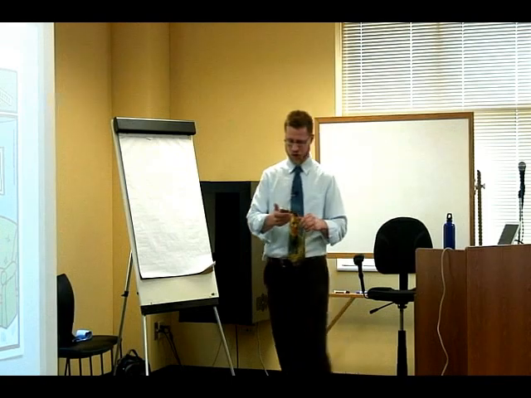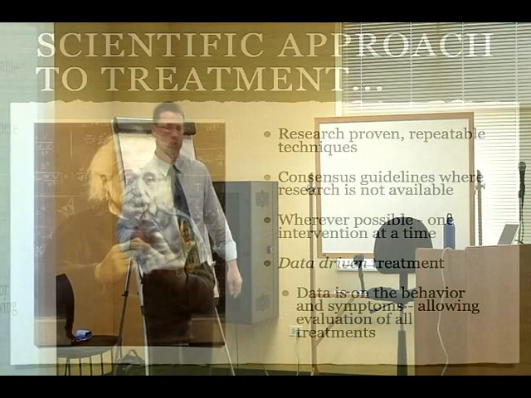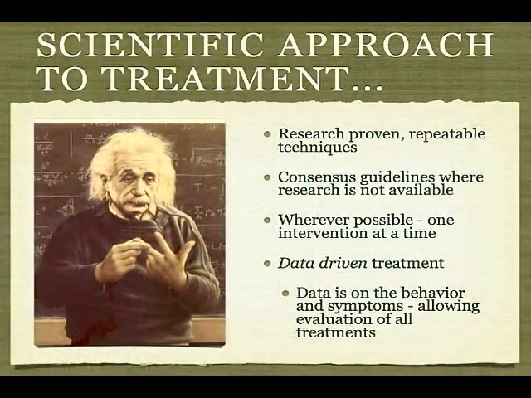Let's talk about how we evaluate and how we work with the treatment. Once we've started this process, we use a scientific approach to treatment. We do this in a couple of different ways. Where we can, we're going to use research-proven and repeatable techniques. Where we don't have that, which is often, we're going to use the consensus guidelines that I talked about. I'm going to talk about those in a little bit more detail here. And a couple of other key things.